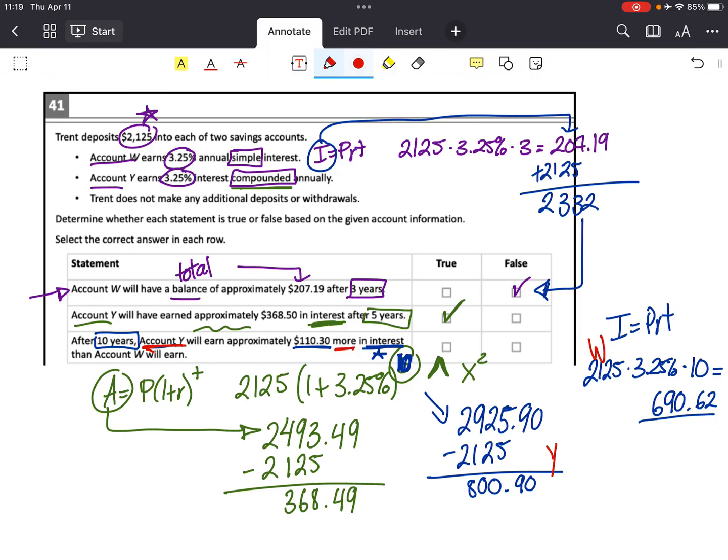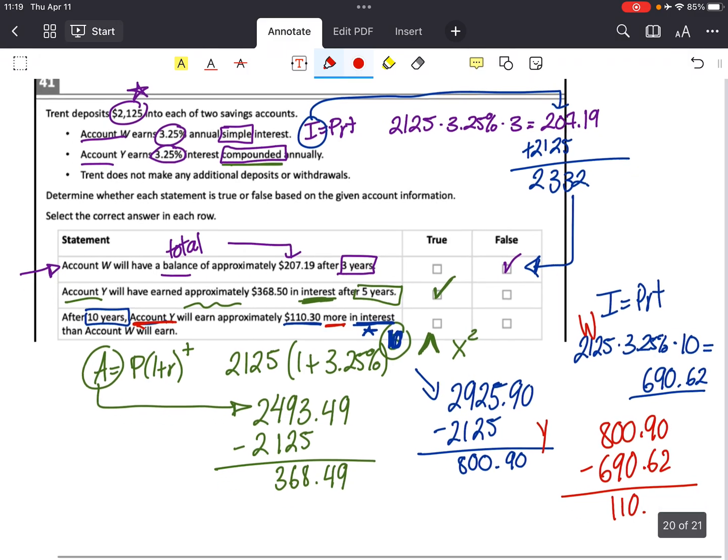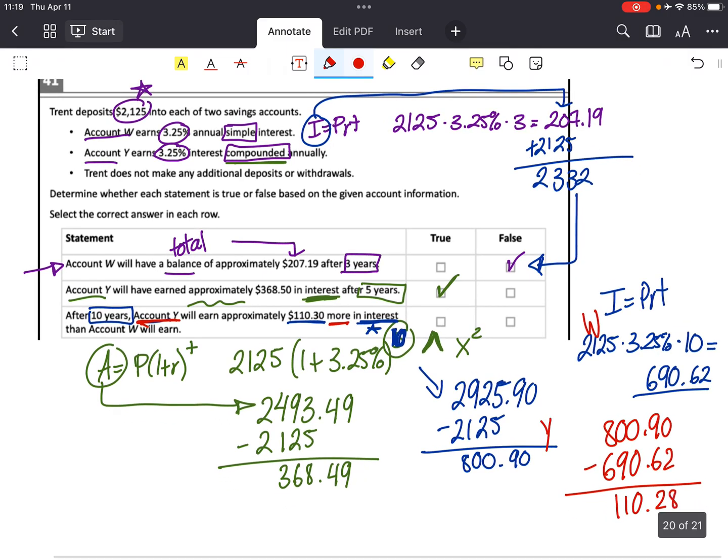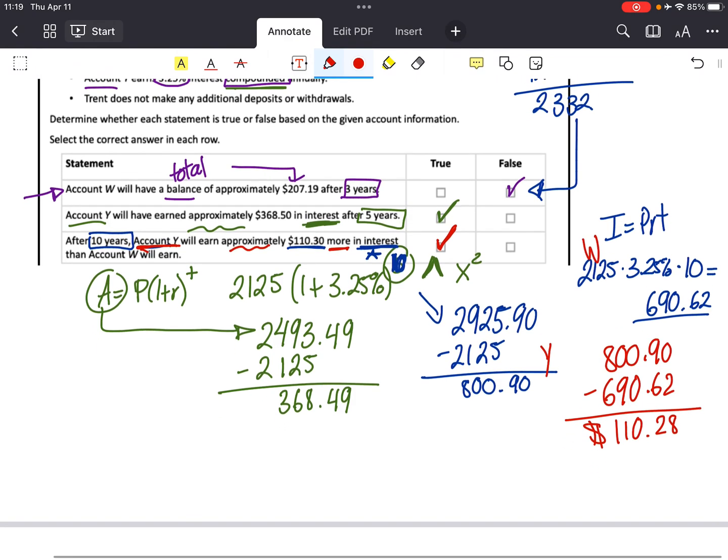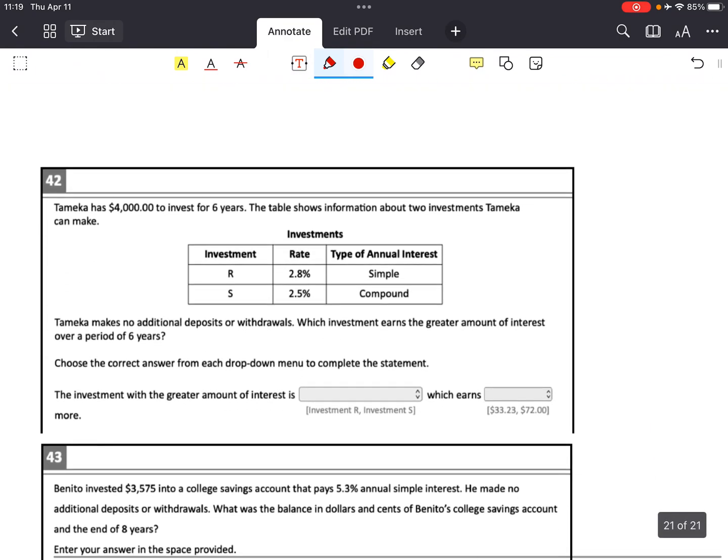Now to figure out how much more, I'm going to subtract those two values. And that would give you an answer of $110.28, which is approximately $110.30. So therefore, this last statement is also true. That was a really long question.